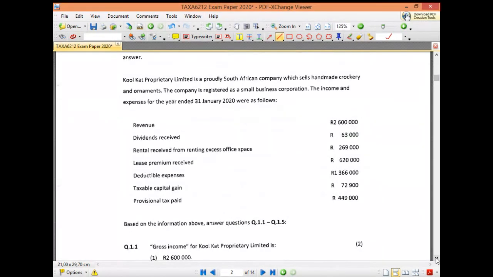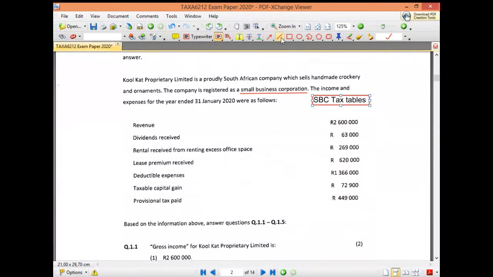If we look through the information, Coolcut Proprietary Limited is a South African company that sells handmade crockery and ornaments. The company is registered as a small business corporation. That is important. It's a small business corporation, which means they have their own tax tables. So I'm just going to write here: SBC tax tables is what you need to look at. Those tables are at the end of the paper, so we are going to use those if we need to work out the normal tax or the tax liability.